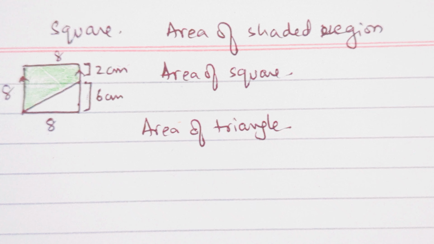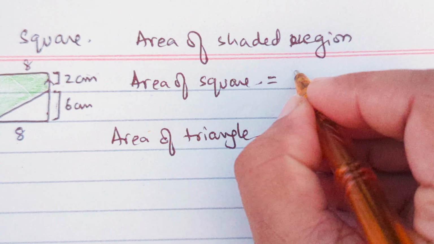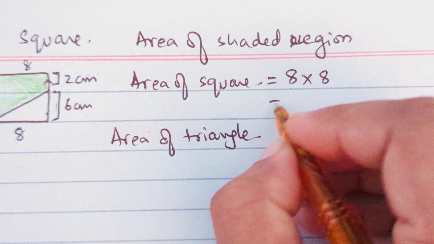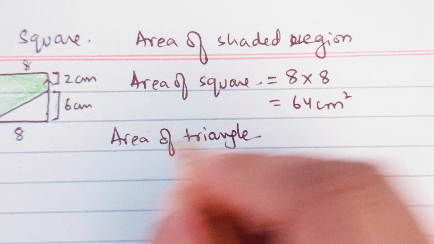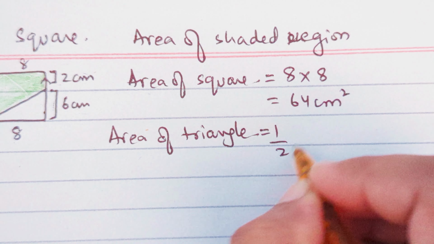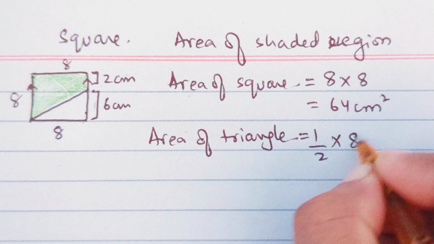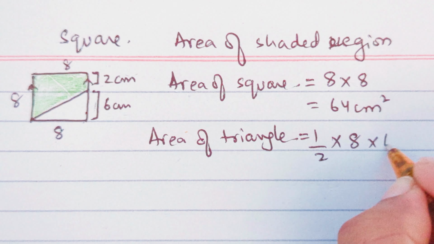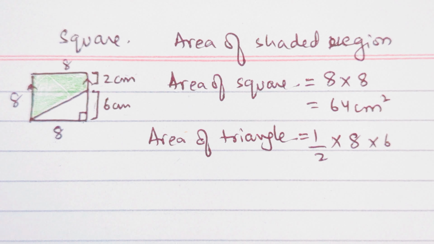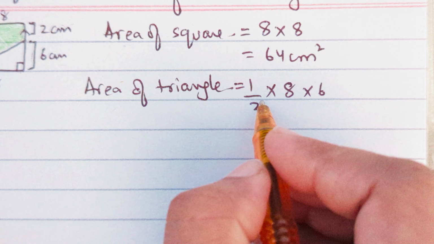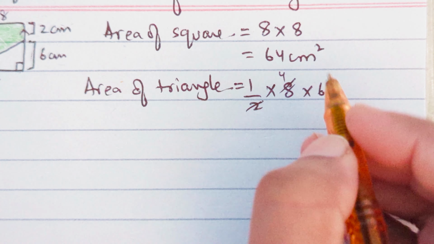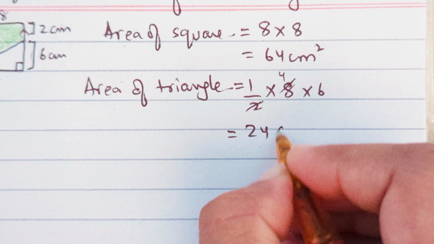So the area of a square will be length multiplied by length, which is 8 multiplied by 8, equal to 64 centimeter square. And that of a triangle is half into base into height. The base of the triangle is 8, and the height of the triangle is 6, because here we have a right angle. So it would be 2 ones are 2, 2 fours are 8, 4 sixes are 24. We will get 24 centimeter square.